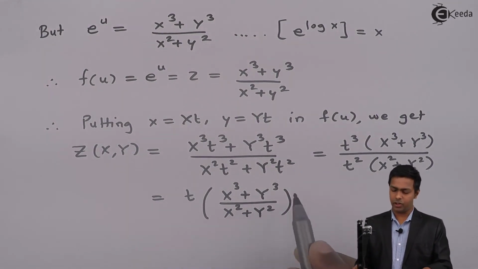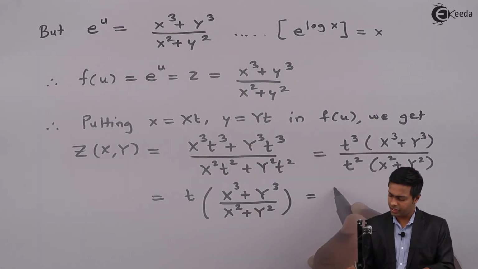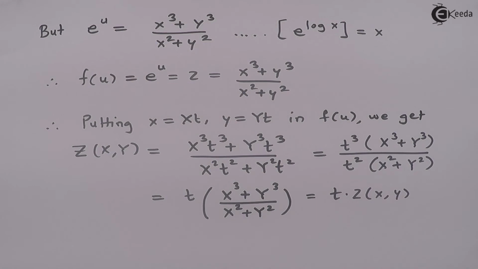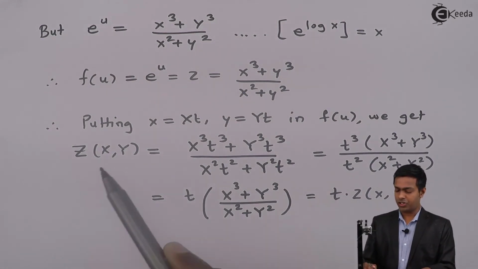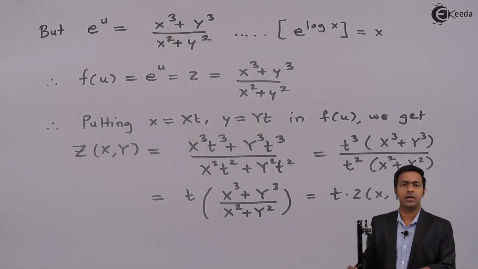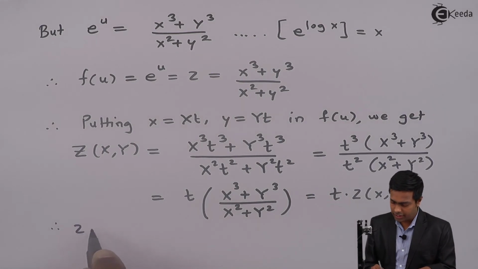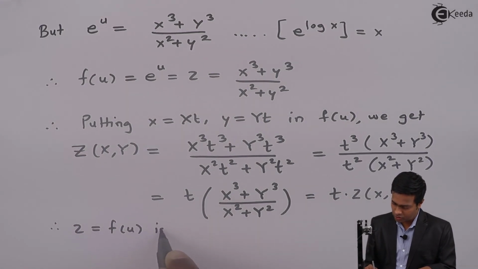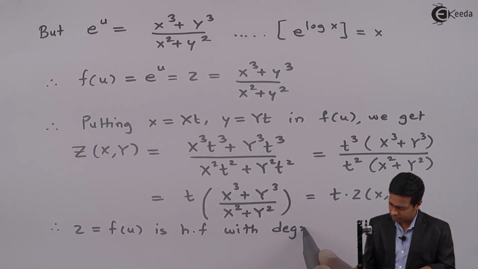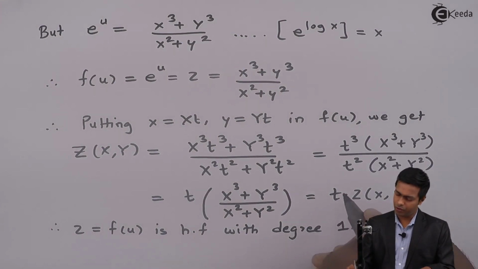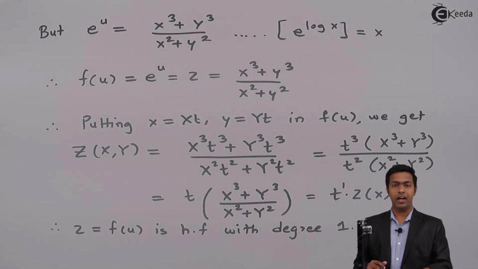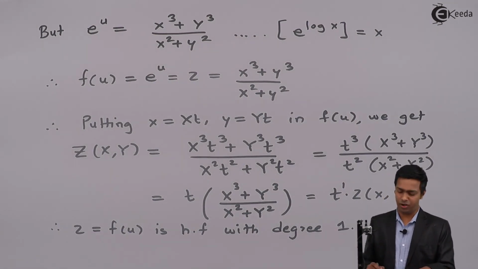So it means we are getting the original function z back. So I can say this is in the form t into z of x comma y. Here that function z we are getting in the form t into the function z again. So therefore we can say z equal to f of u is a homogeneous function with degree 1, because here the power of t is 1. So it is a degree 1 homogeneous function, and now we can apply Euler's theorem for f of u.